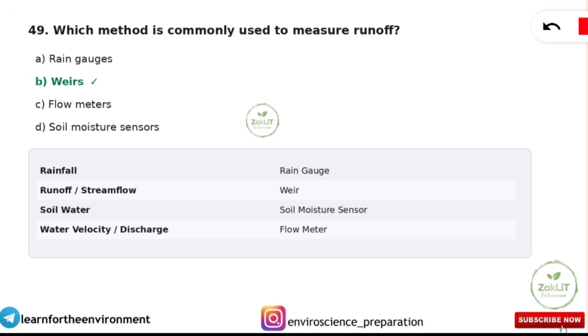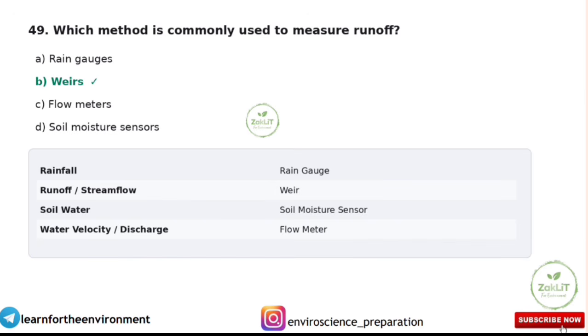The question is, which method is commonly used to measure runoff? Yes, options are rain gauges, weirs, flow meters, soil moisture sensors. Here I have highlighted the options just to save the time and to give you the proper thing which will be important for the examination. So the correct option will be option B, weirs. Yes, it is the commonly used method to measure the runoff.